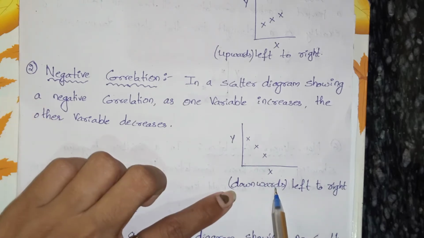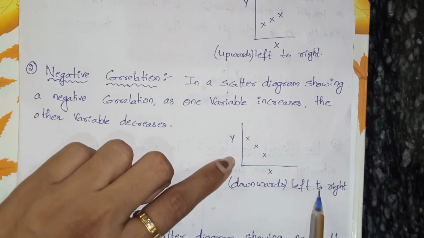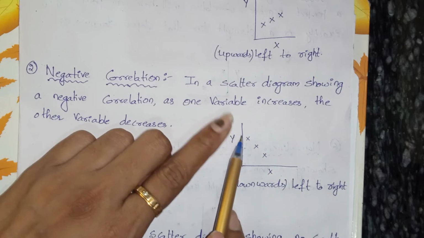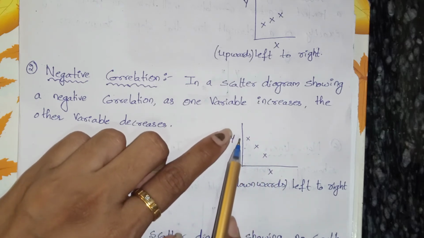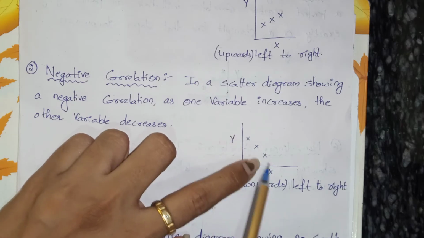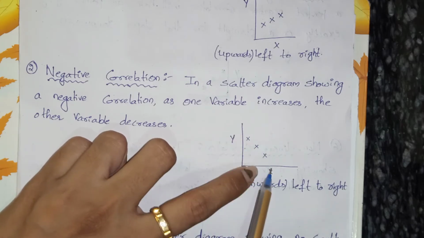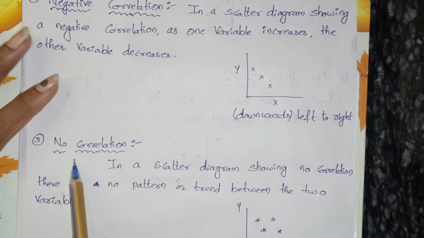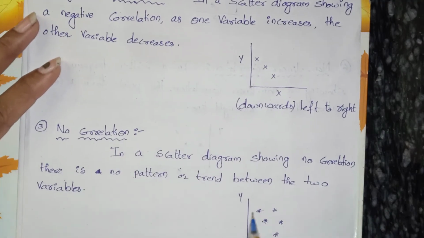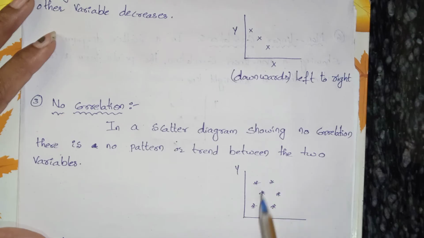So see here, downwards, left to right. That means left top to right bottom. If the graph is from left top to right bottom, that means downwards. That is called negative correlation.